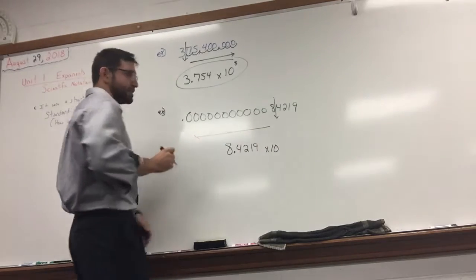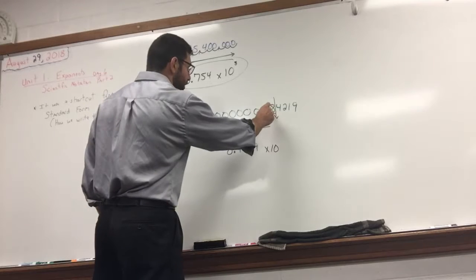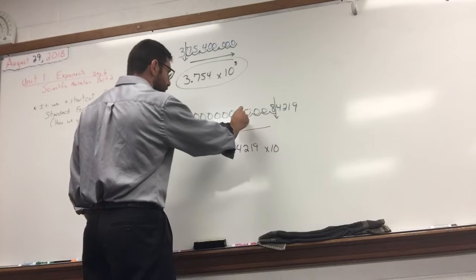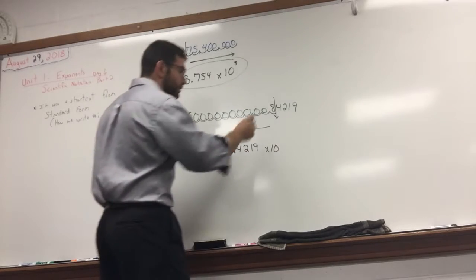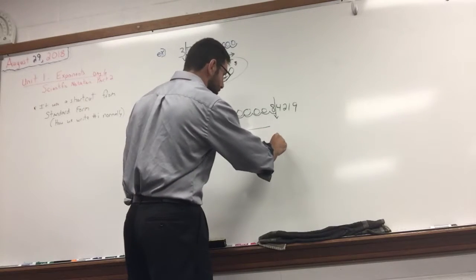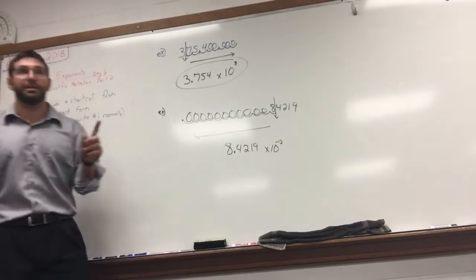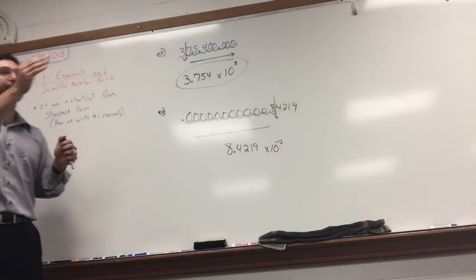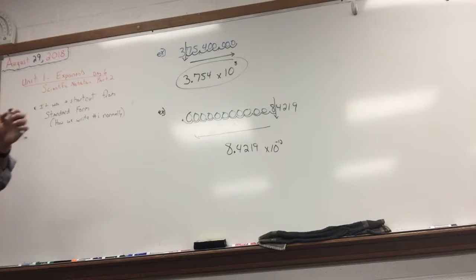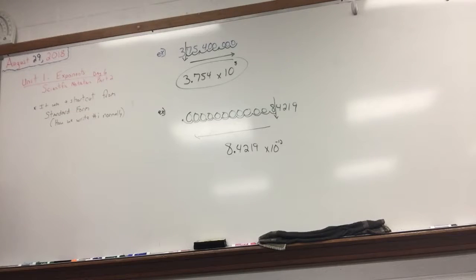How many bunny hops do you think it is, Sammy? 12. Well, let's find out. 1, 2, 3, 4, 5, 6, 7, 8, 9, 10, 11, 12. Am I going to put a 12? Negative 12. Why is it negative? What tells me that it's going to be negative? Carly. Because you're moving the decimal to the left. So because we're moving it to the left. Very good. Questions there? We should feel pretty confident going to scientific notation.